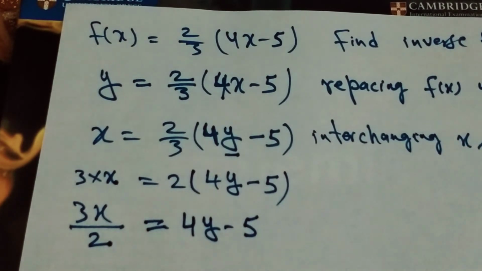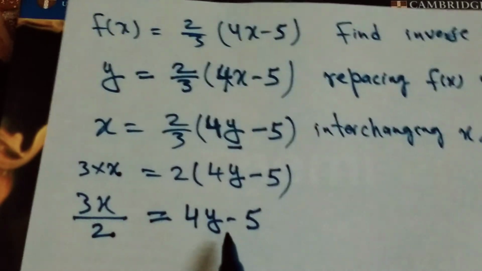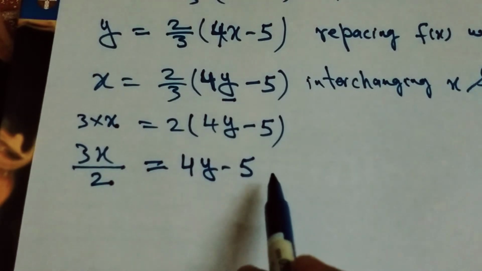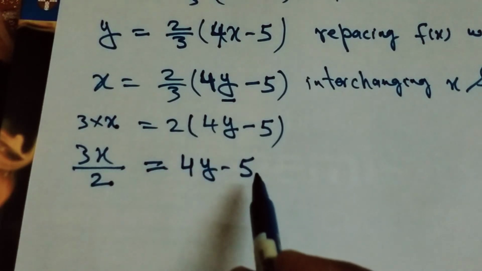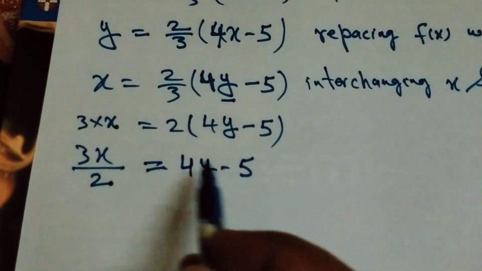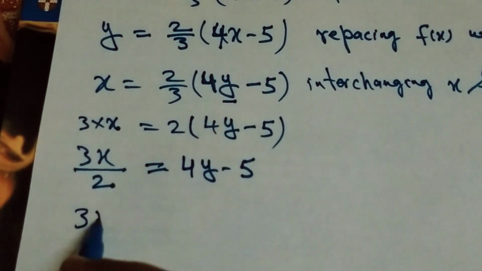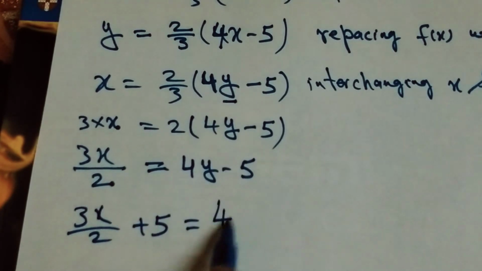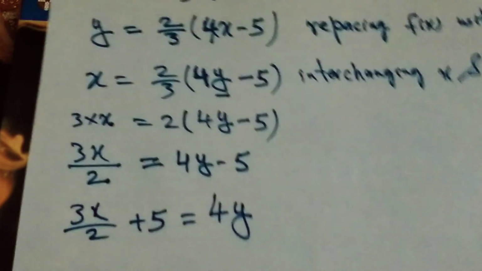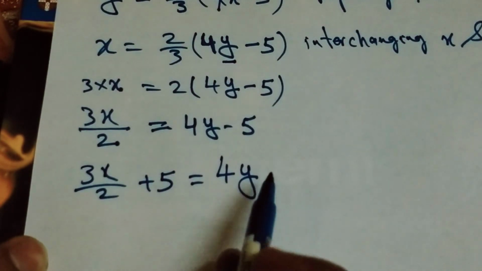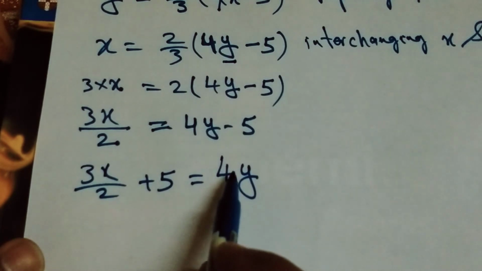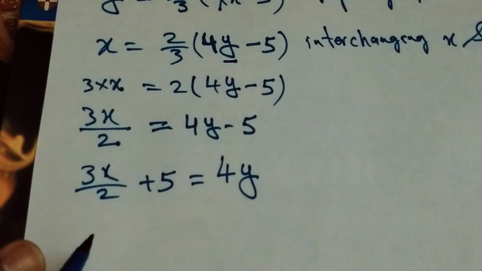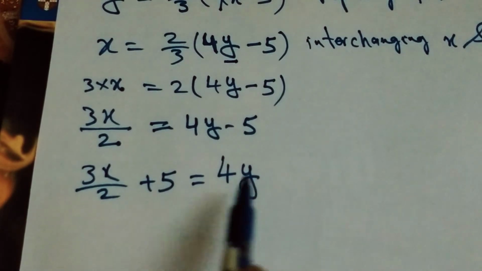So let's see here. We have subtracting. There 5 is subtracting. 5 we will take there. So 5 is minus. When 5 goes there, it will change into plus. So 3x over 2 plus 5. What is remaining here? 4y. Okay, my dear? 4 is multiplying with y. Understand? So when 4 goes there, multiply will change into divide. Multiply will change into divide.